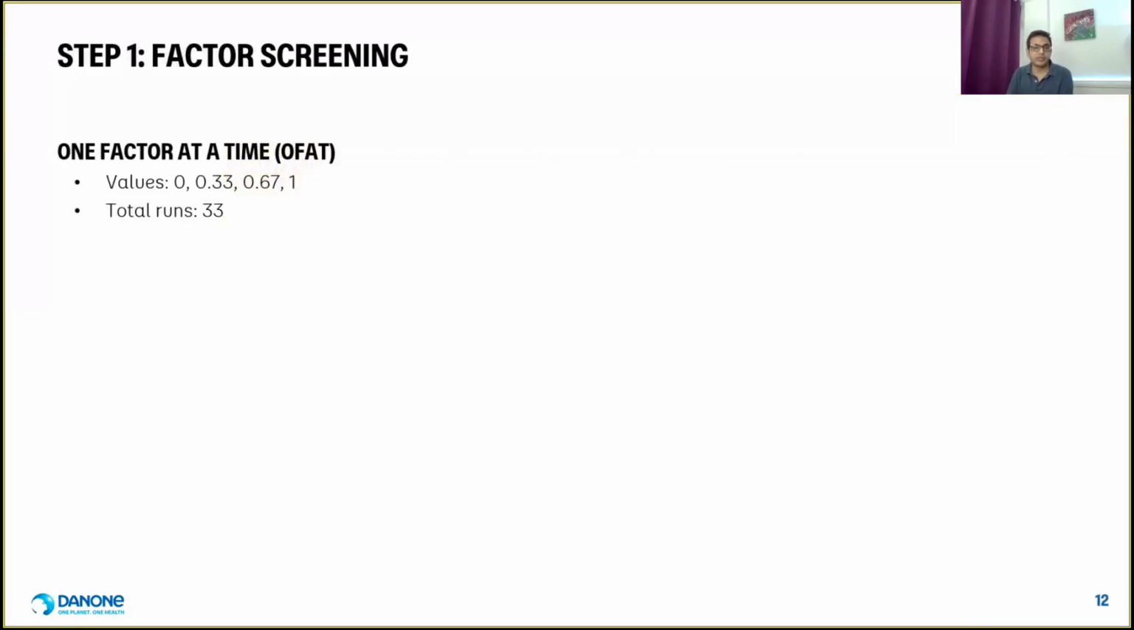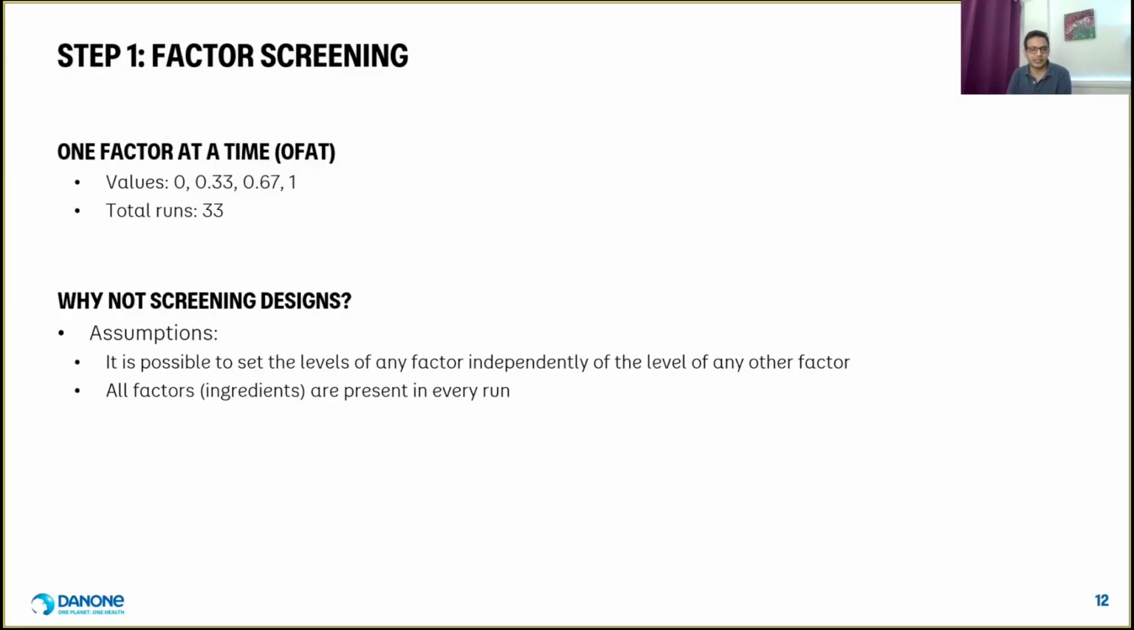So for factor screening, we did 1 factor at a time, although when you take a DOE class, this is something that you don't want to do. But in this particular case, we couldn't do a screening design. The reason was that there are inherent assumptions when one thinks of a screening design: that each factor can be changed independently of the other, and that all factors are present in every run. And that is not true for our case. We cannot just put 4 or 5 ingredients together in this particular recipe. That means we could only focus on just 1 ingredient.